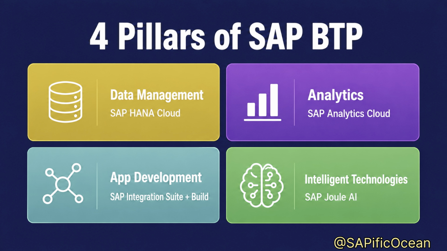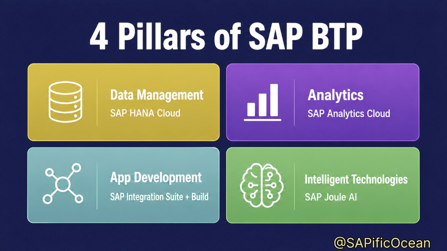Now, as of 2026, SAP BTP offers over 80 individual services. That sounds overwhelming, but don't worry. All 80 services fall under just 4 main pillars. Understand these 4 pillars and you understand BTP.